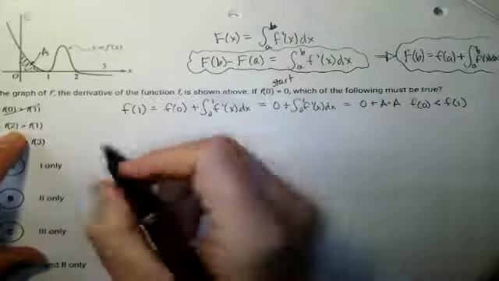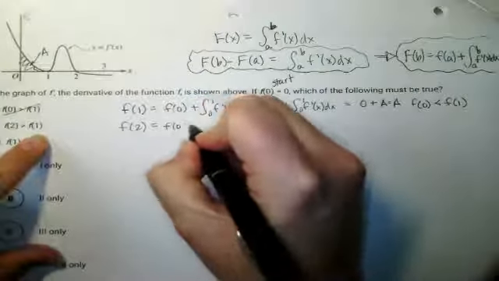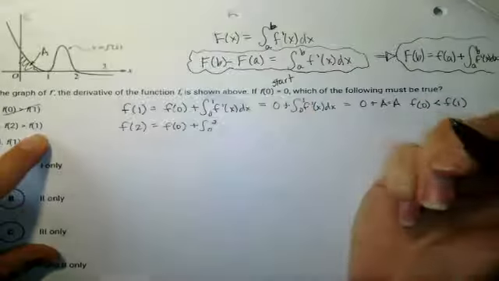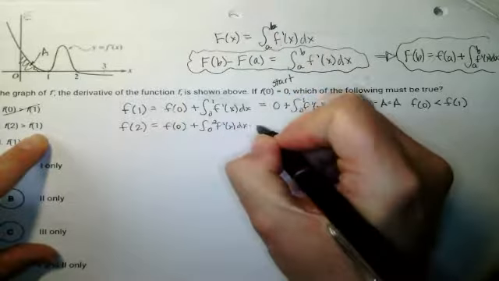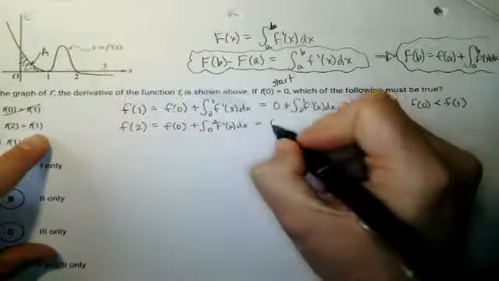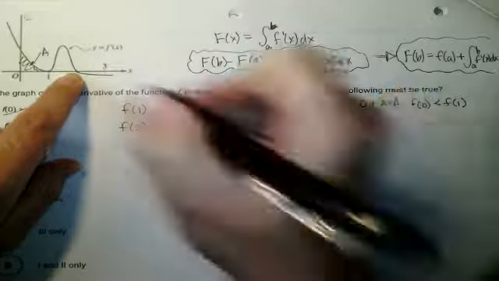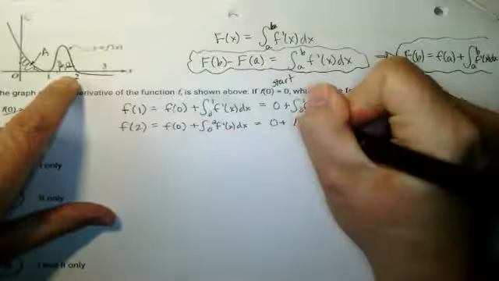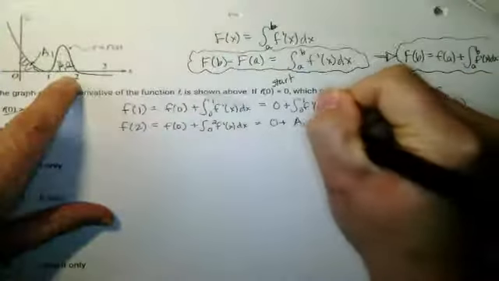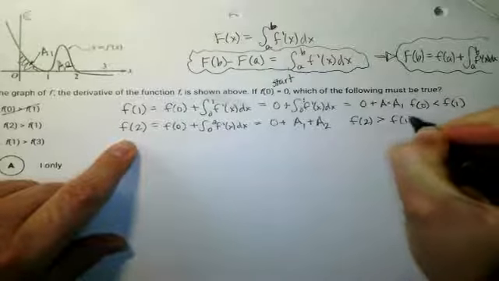Okay, let's see. What's f of 2? F of 2 would be f of 0 plus the integral from 0 to 2 of f prime of x dx. Well, that means it's going to be 0 plus the integral from 0 to 1 and the area from 1 to 2. Well, that's another area. That's area 2. All right. So it's another area there. That's bigger, isn't it? Area 1, let's call it area 1, plus area 2. That's going to be bigger. F of 2 is definitely going to be bigger than f of 1.